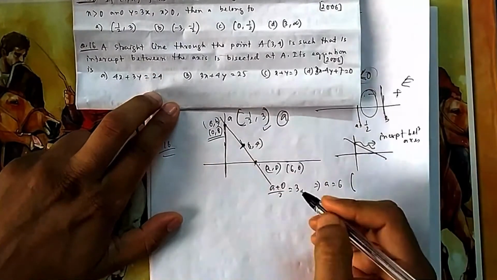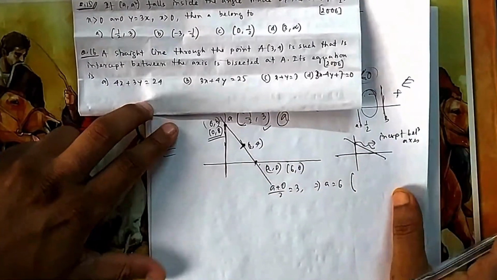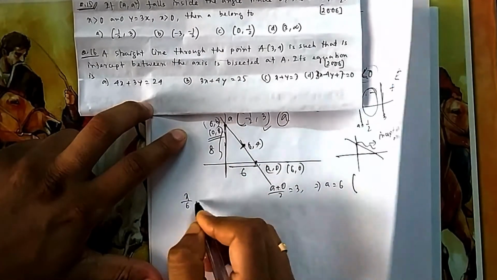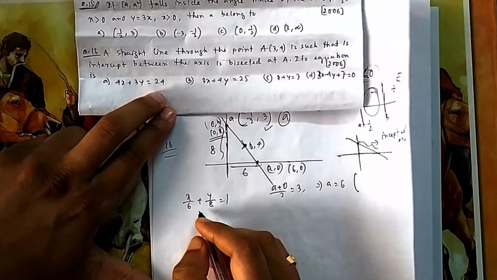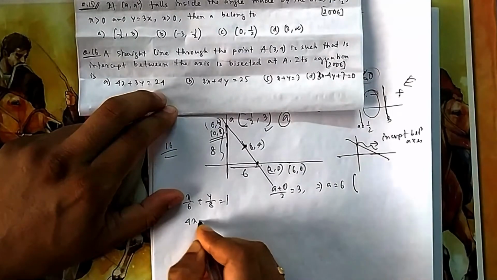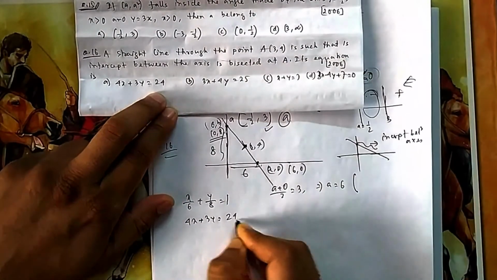So now you know 2 points, then the equation of the line you can easily find, or you know the intercepts also. This is 6, this is 8. So from the x-intercept, y-intercept formula you can do it. So if you take the LCM, then it is 24. 24 means 4x plus 3y is equal to 24. That is your option A.